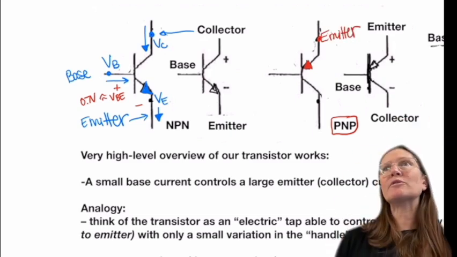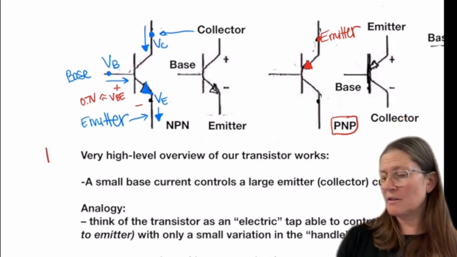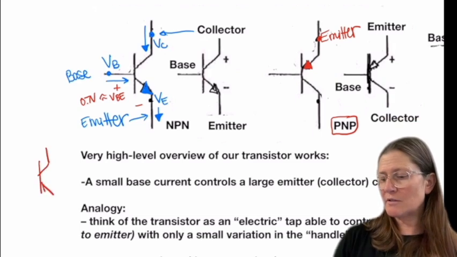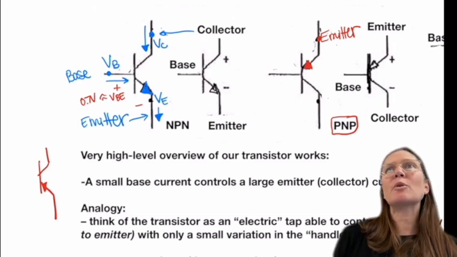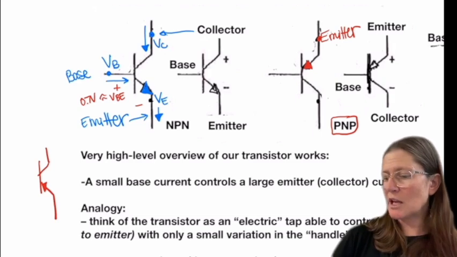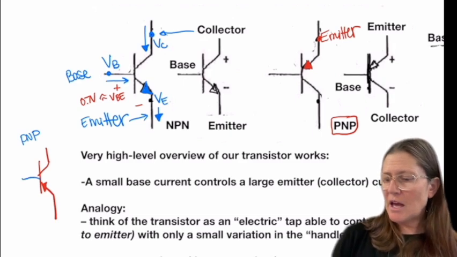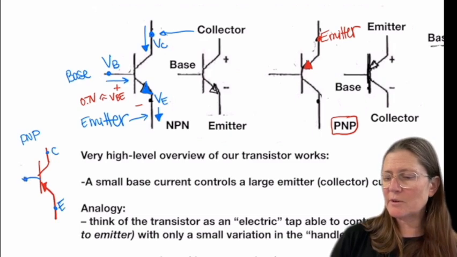Sometimes in circuit diagrams, you're going to see this flipped upside down and drawn in this direction with the arrow still going in. That will be the same. So this would be a PNP, and this is still the emitter side. This would be the collector, and this is the base.